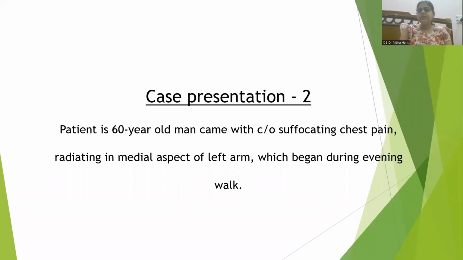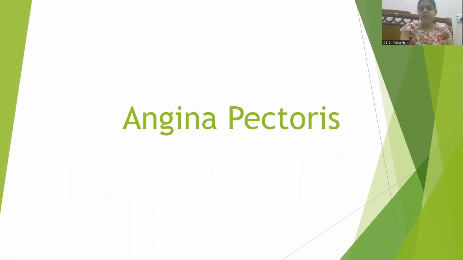Now, case presentation 2. A 60-year-old man came with a complaint of suffocating chest pain, radiating to the medial aspect of the left arm, which began during an evening walk. So the patient, a 60-year-old male, had suffocating chest pain radiating towards the medial aspect of the left arm, and it began during the evening walk. What is the diagnosis? It is angina pectoris.